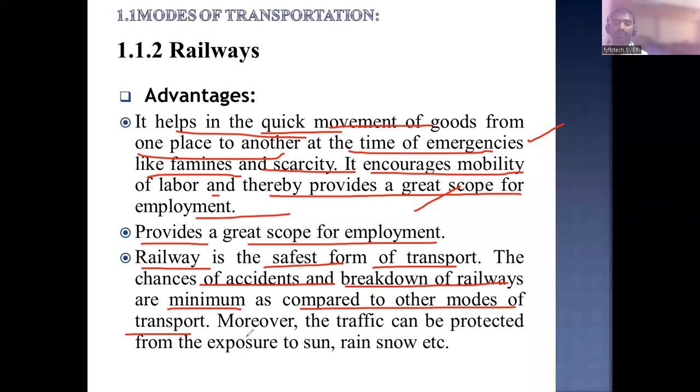Moreover, the traffic can be protected from exposure to the sun, rain, and snow. Okay, if there is heavy rain or heavy sun or snow, the traffic will be protected.